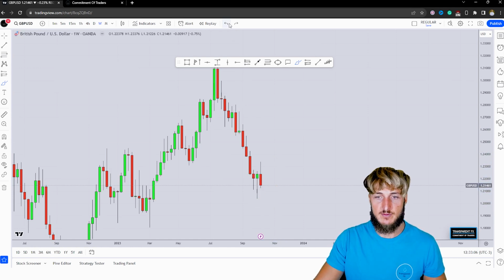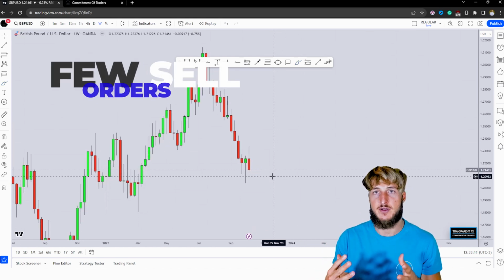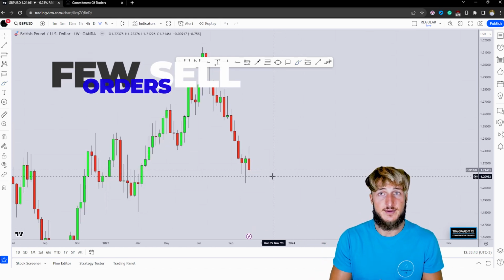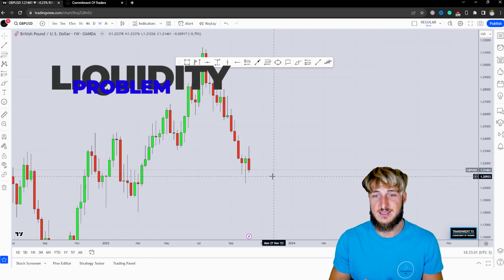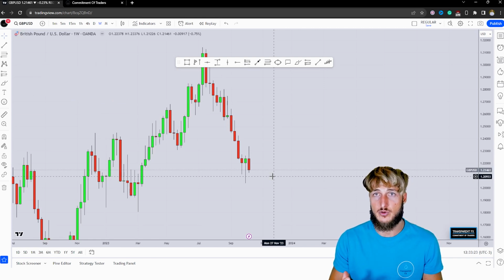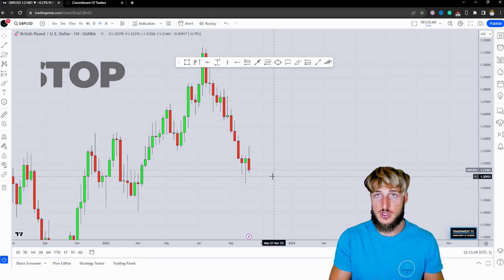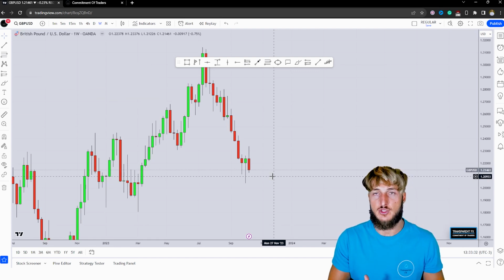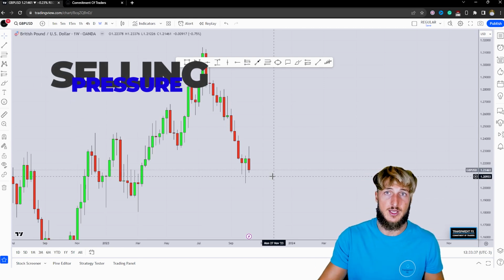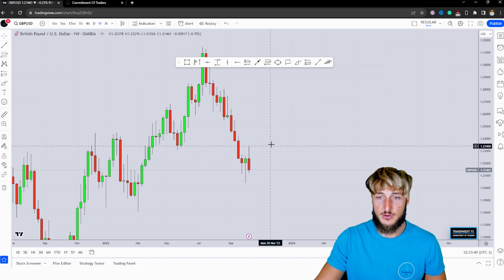Now, if you're asking yourself why these manipulations happen in the market, well, because for every buyer there needs to be a seller, and for every seller there needs to be a buyer. And sometimes institutions that want to buy simply do not have enough liquidity in the market at that specific moment to just trigger their orders. So they need to artificially create that liquidity by triggering stop losses, which in the case of a buy is simply a sell order. So if they trigger those stop losses, they create artificial selling pressure, which at that point they can use to fill their buy orders.